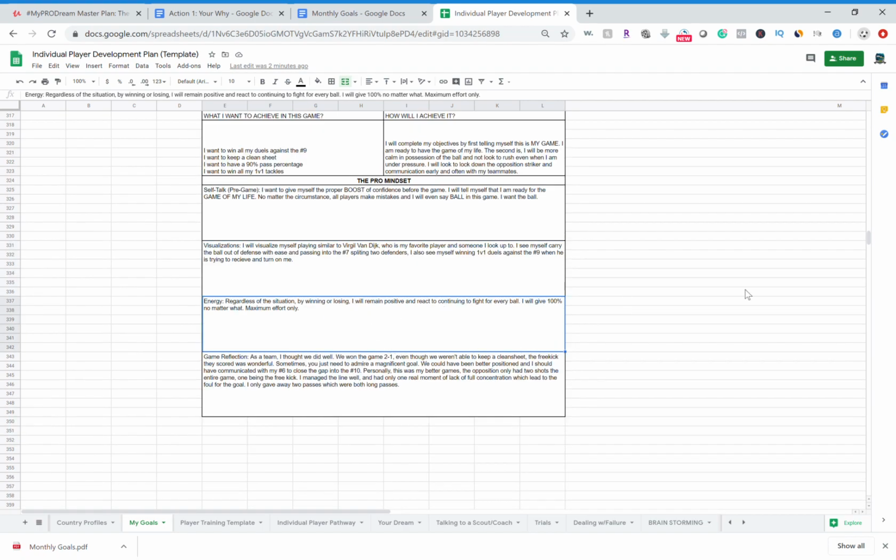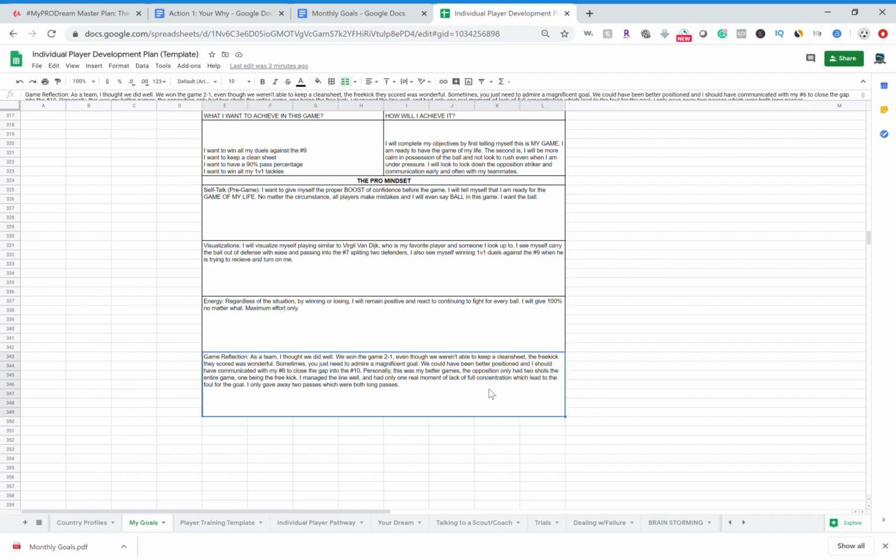Okay, energy. Regardless of the situation, by winning or losing, I will remain positive and react to continuing to fight for every ball. I will give 100% no matter what, maximum effort only. This we feel is critical because a lot of players, especially when a goal is scored on them, they shut down. You need to keep maximum energy, right? Push through anything and everything. And that's something that you can reinforce by writing it down. And that way you make sure that you keep that mindset of no matter what, I'm going to push through. Because at the end of the day, you have no idea who's watching.